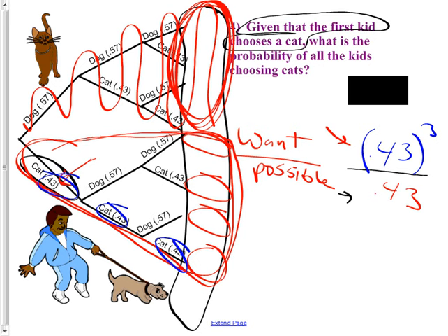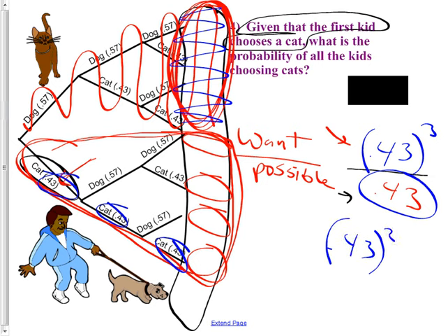So I have to divide by what was possible. Not everything was possible. These couldn't happen. So I had to divide by 0.43. Now, if you think about that, isn't 0.43 to the third over 0.43, isn't that the same as 0.43 to the second power? Yes, it is. And here's another way to think about it.